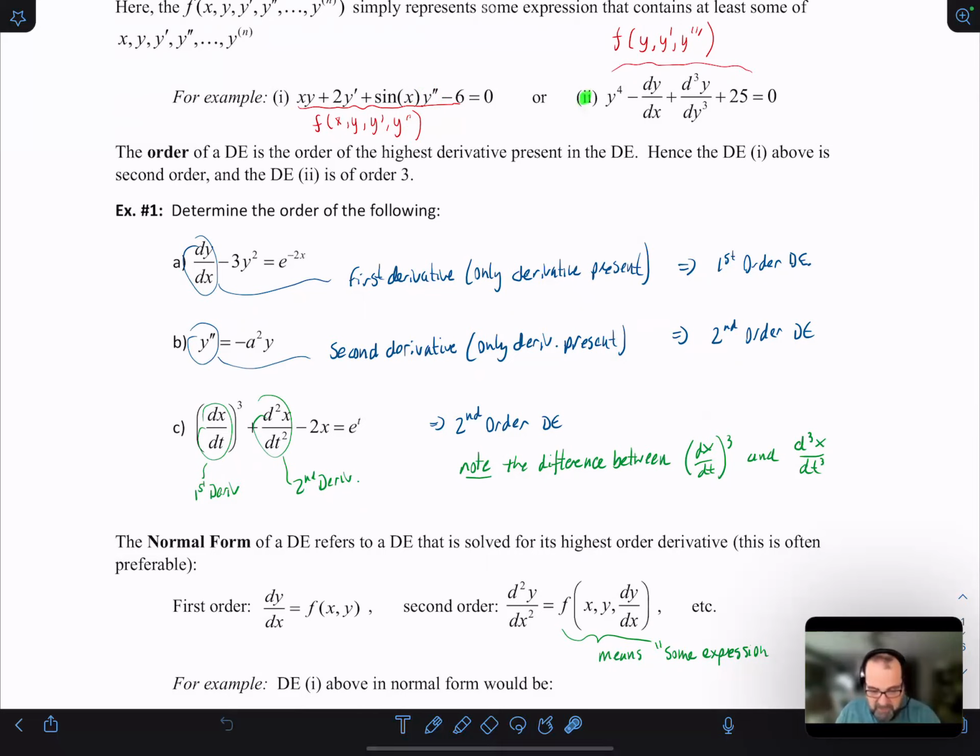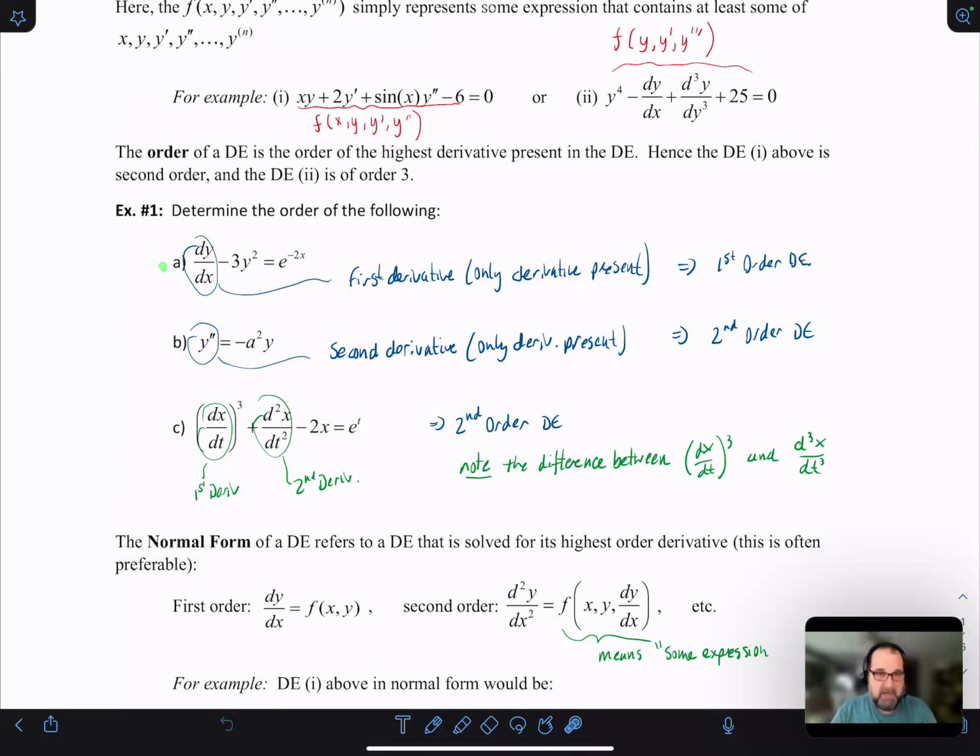Over here, this one's a bit more of a trick question. Y to the 4 here would be read as an exponent, not a derivative. So that doesn't count, but this would be a derivative. That is a third derivative of y, d3y, dy3. So that one there would be a third order DE. This is a fairly easy concept, although there can be a couple of slight tricks here. So work through these following examples.